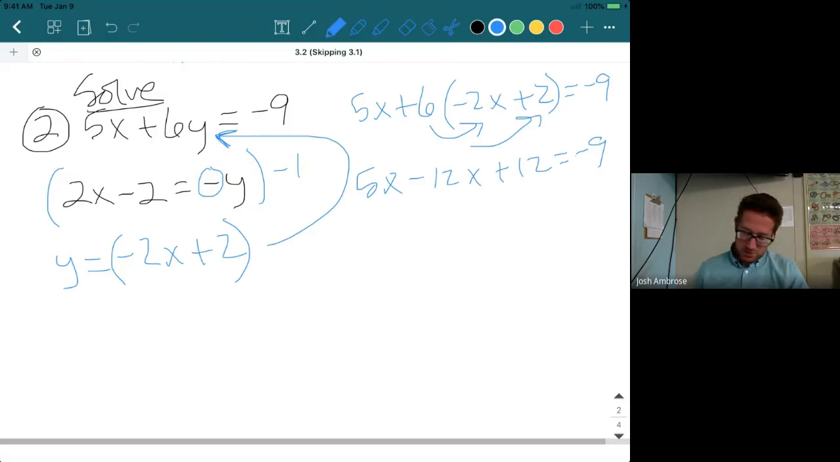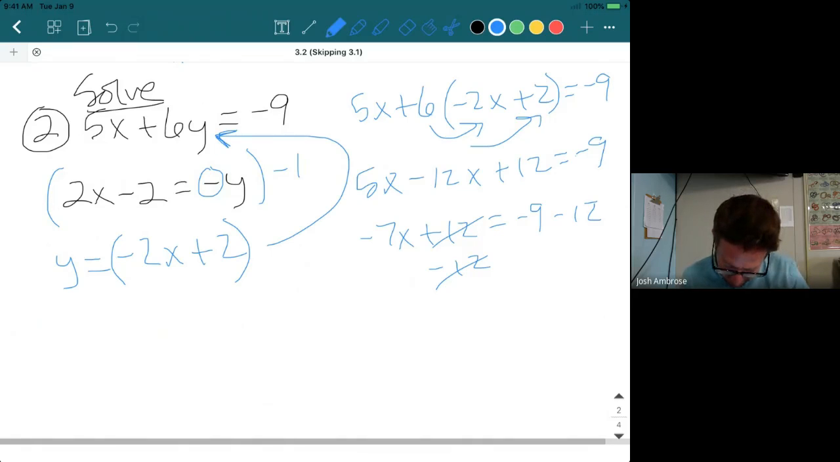Now, 5 minus 12, that's going to give us -7x plus 12 equals -9. Now we're going to subtract 12 from both sides. All right, cross those out, cross those out. Now we have a -9, but minus 12. That's going to create a bigger negative. So now you're looking at -7x equaling a -21.